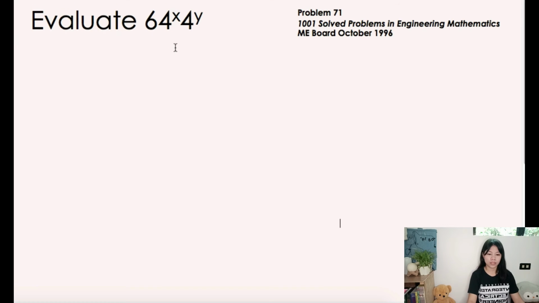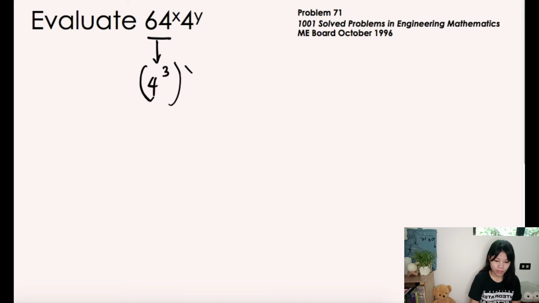Yan. So, evaluate daw natin yung expression na 64 raised to x, 4 raised to y. Since alam natin that itong 64 is also equal sa 4 raised to 3. Pagka kinalkula natin yan, 4 raised to 3 is equal to 64. Since 64 is equal to 4 raised to 3, pwede natin siyang gamitin. We have 4 raised to 3 raised to x times 4 raised to y. Kasi para i-evaluate natin siya, kailangan magkapareho siya ng base.